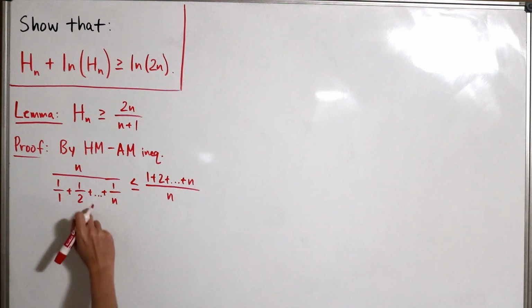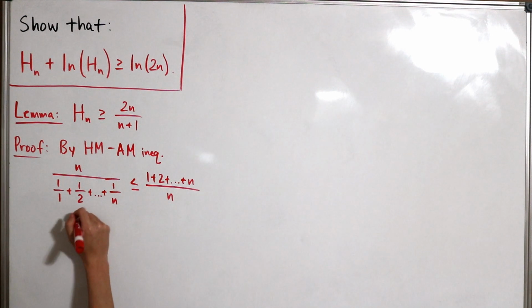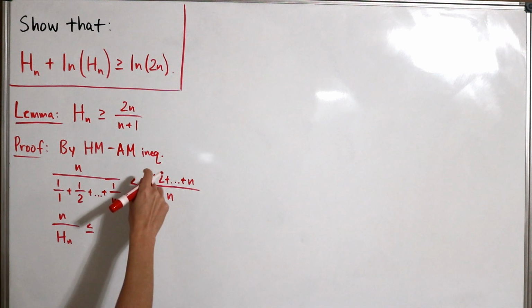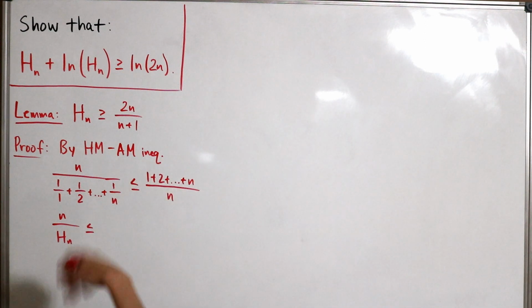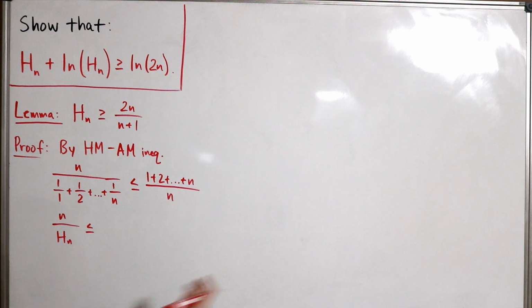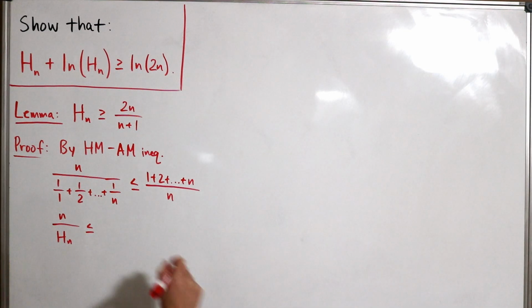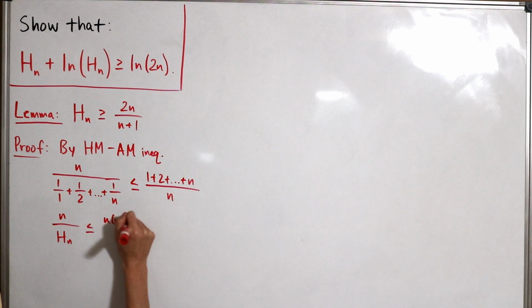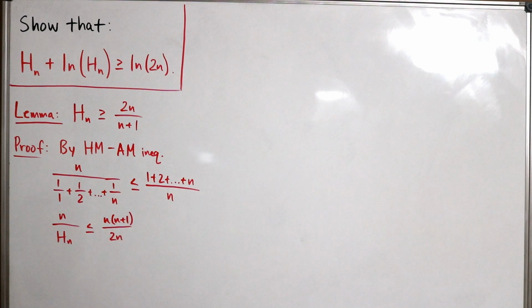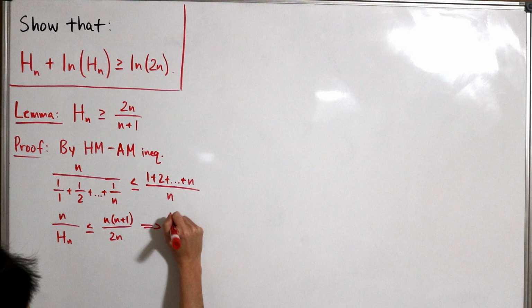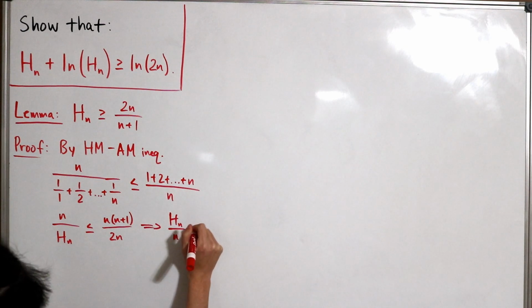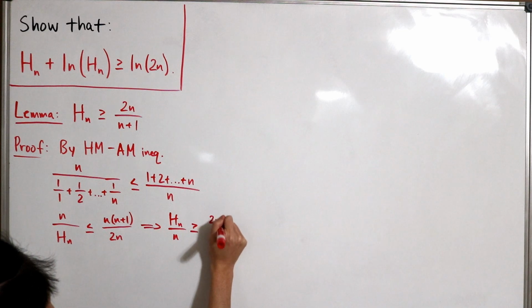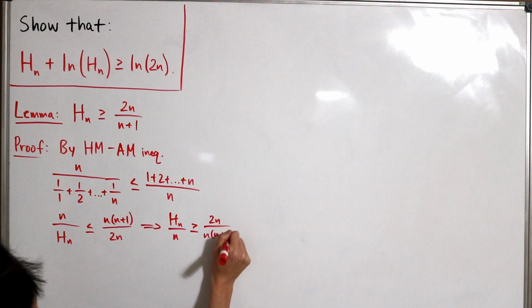So I can denote the denominator as n over h sub n, and this is still less than or equal to the partial sum of the first n natural numbers, 1 plus 2 plus all the way up to n. We know there's a closed formula for that, which is simply n times n plus 1 divided by 2. I'll put this back down here, and then this is just 2n. Now let's flip the reciprocal, which means we also have to flip the sign of the inequality. So h sub n divided by n is greater than or equal to 2n divided by n times n plus 1.